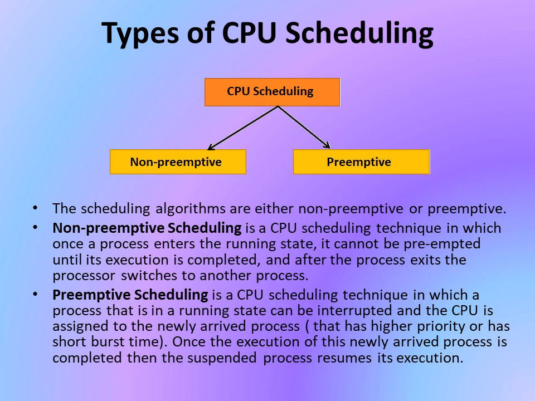Now, preemptive scheduling. So, what is preemptive scheduling? Preemptive scheduling is a CPU scheduling technique in which a process that is in the running state can be interrupted and the CPU is assigned to the newly arrived process. This process may have higher priority than the currently executing process, or maybe the burst time of this newly arrived process is smaller than the burst time of the currently executing process. Once the execution of this newly arrived process is completed, the suspended process resumes its execution.